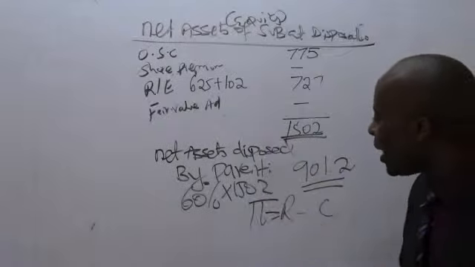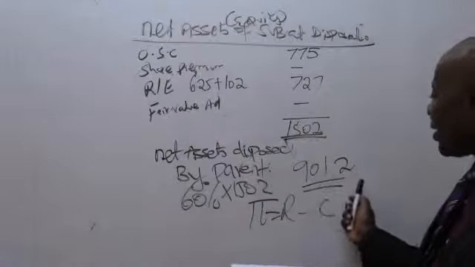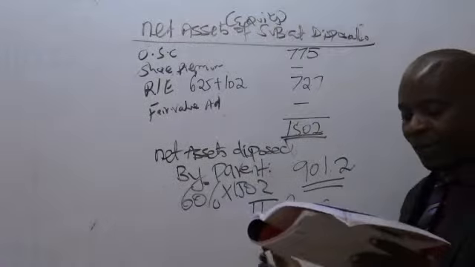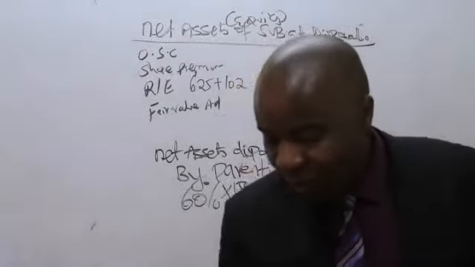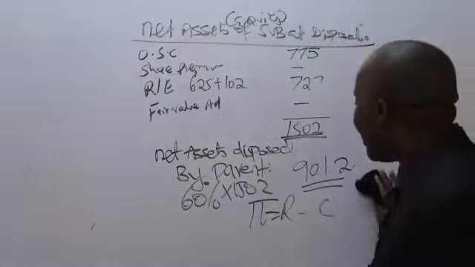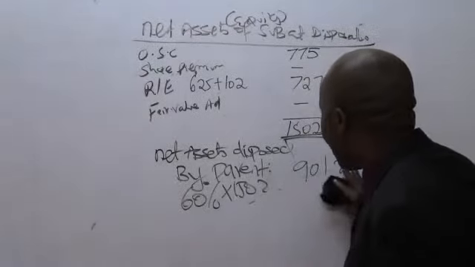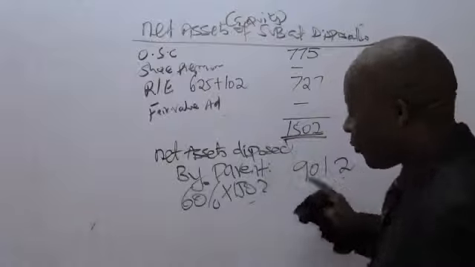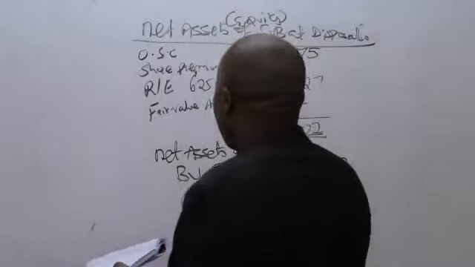We have here the net assets disposed by the parent, 901.2. Remember that, before I go to the profit, which is revenue minus cost, these guys had also an asset that has not been factored in here.